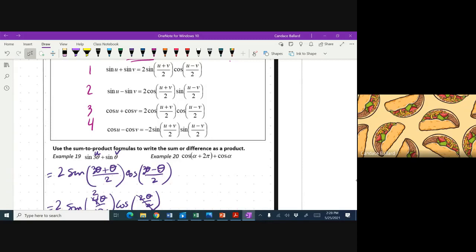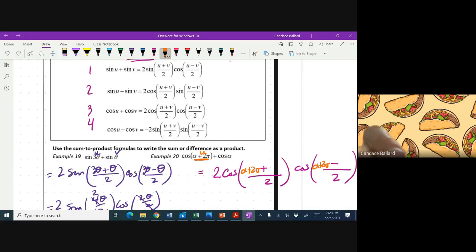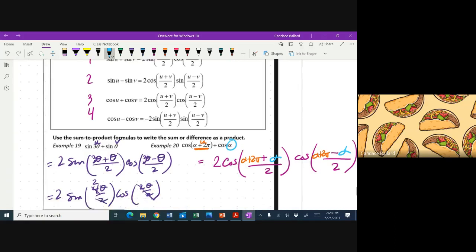So I'm going to write the skeleton of my problem here. So it is 2 cosine of (u plus v) over 2, and then cosine of (u minus v) over 2. All right, my u and my v are a little bit different. Here u is alpha plus 2 pi, and I'm going to put that in both, and then v is just alpha. And in this case, because there was only one term, I didn't put parentheses around that after the minus.